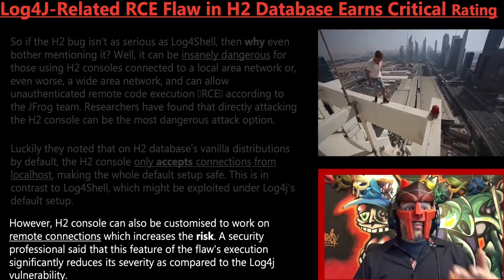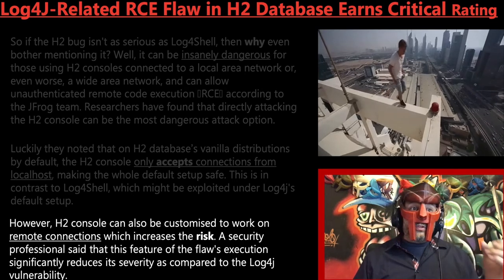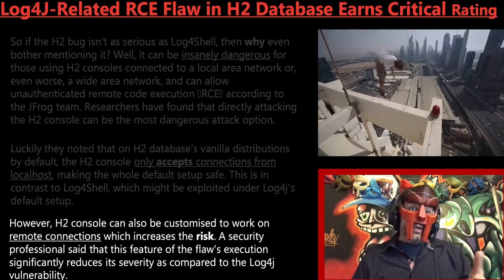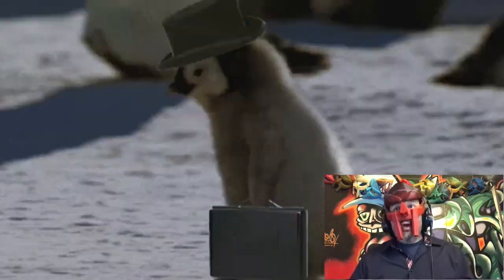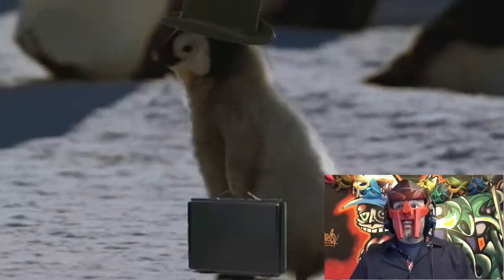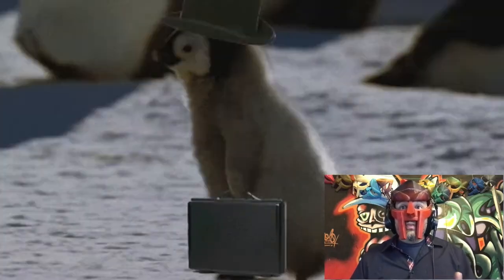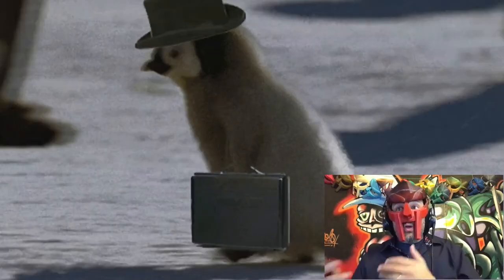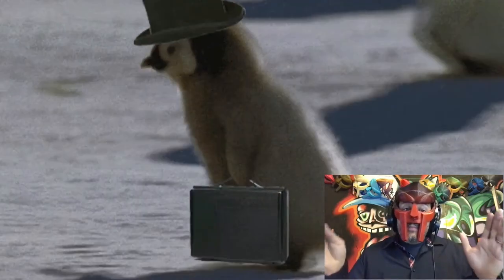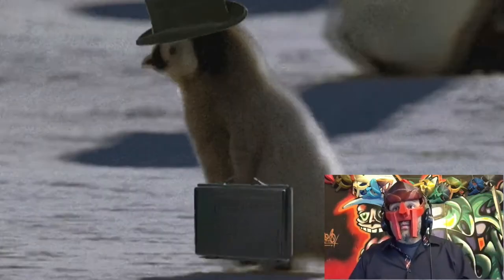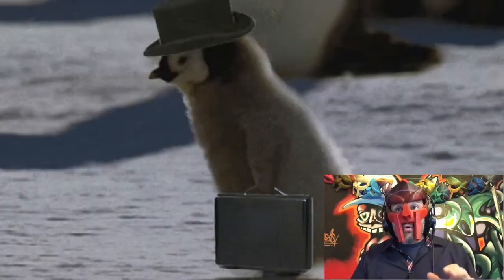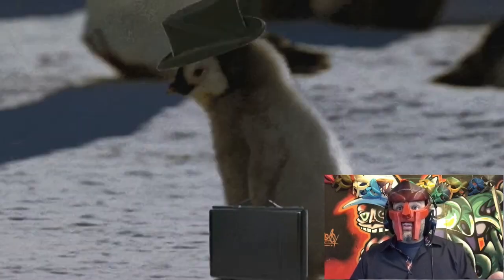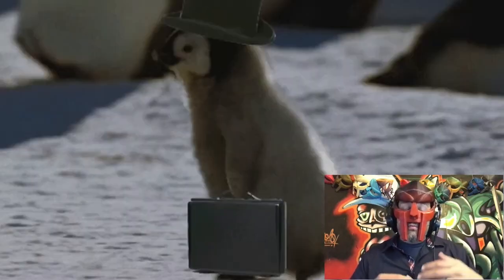A security professional said that this feature of the flaw's execution significantly reduces its severity as compared to the Log4j vulnerability. Moreover, while several vendors are operating on the H2 database, it is possible that they are not also running the H2 console with it, which means that there's a further reduced amount of affected systems. Researchers further say that there are many more attack vectors that can be found exploiting the H2 flaw, but their chances to become exposed to remote attackers are much less.